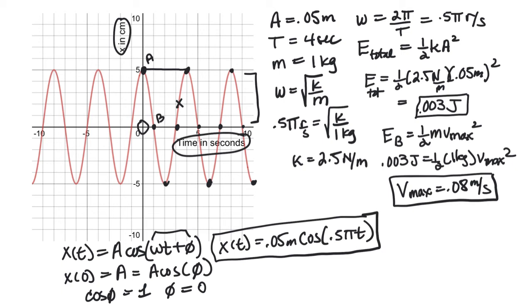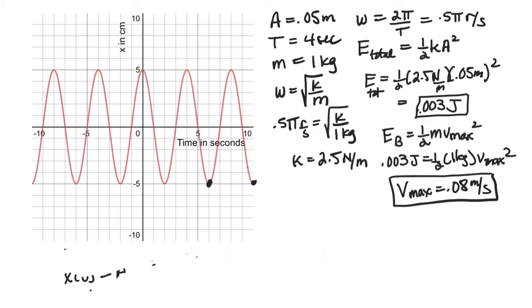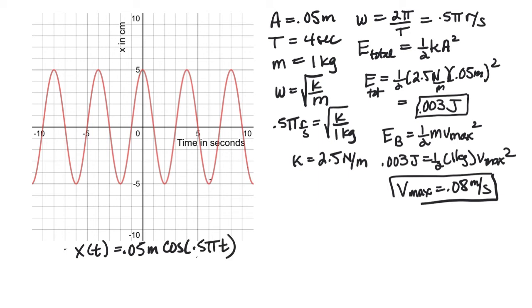All right, as a final step, let's connect this to real life. Let's say I have this oscillator, and I'm going to actually come back to my graph. I'm going to erase all of this business. I'm also going to erase this because I don't need it. And I guess I'll leave that. I'm going to write my function over here, x of t equals 0.05 meters cosine of 0.5 pi t, just so I know. I'm going to label some points on this graph in red.